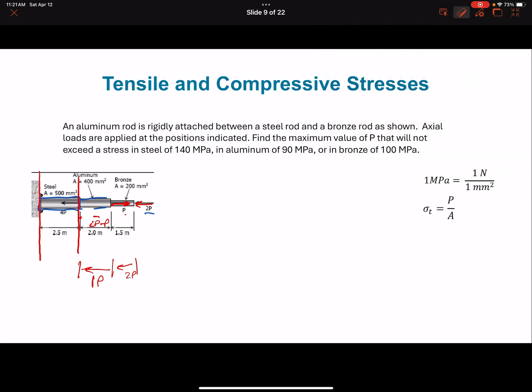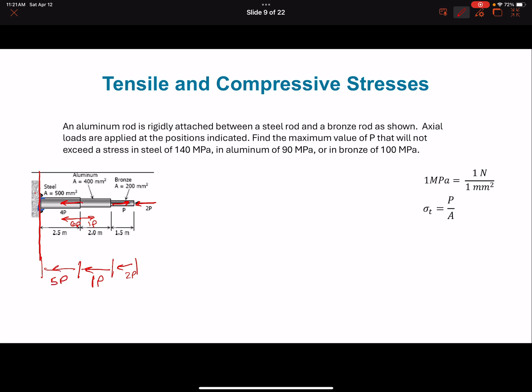And in my final section, if I come to the steel, now I have 2P, P, and then 4P. So I have 6P going this way. I have 1P going this way. So that gives me a net 5P going to the left for the steel.